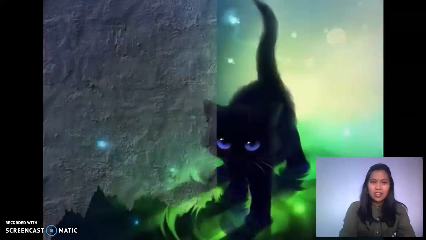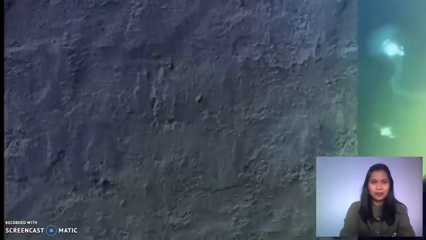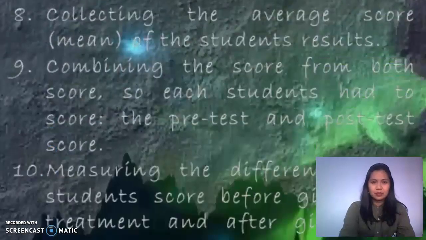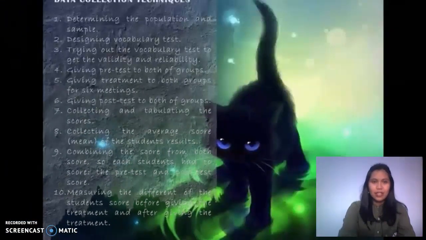Okay, this is about the data collection technique. The first one is determining the population and sample, and the second is designing the task. The third one is trying out the test. The fourth is giving the pre-test. The fifth is giving treatment, and the sixth is giving the post-test. And number 7 is collecting and tabulating. Number 8 is calculating the average, and number 9 is combining the scores. And the last one is measuring the difference score.